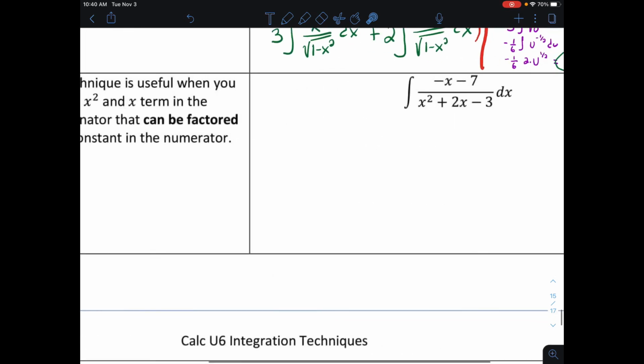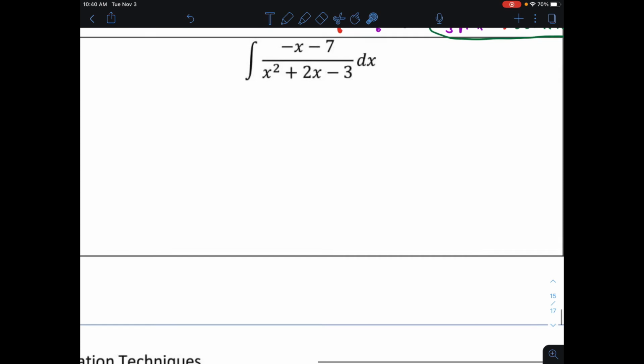This time, you're going to have a factorable denominator that I am going to need to split up, because if I'm trying u substitution, I would let u be my denominator here. I'd have du would be 2x plus 2, and I have negative x plus 7 dx, and that would get a little difficult to work with.